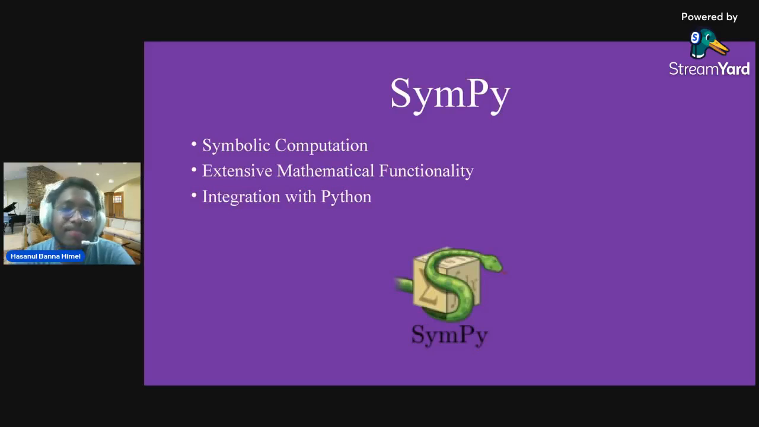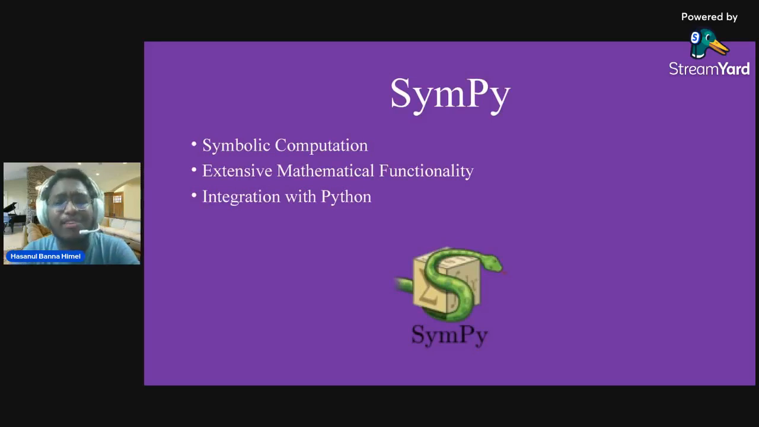And secondly, it has extensive mathematical functionality. It provides a wide range of mathematical functions and tools, which includes simplification, differentiation, integration, series expansion, and many more. It makes it versatile for various mathematical problems.